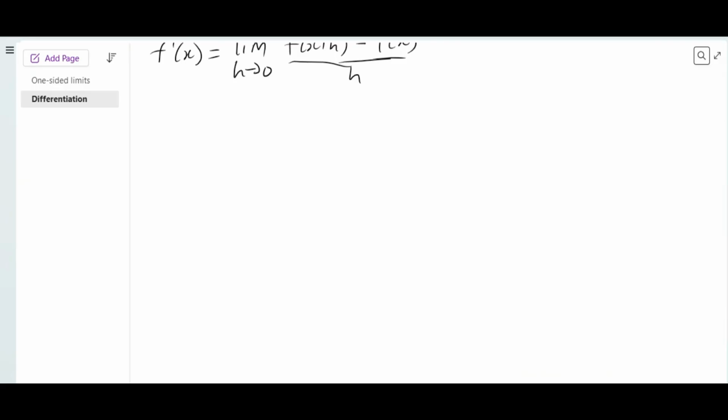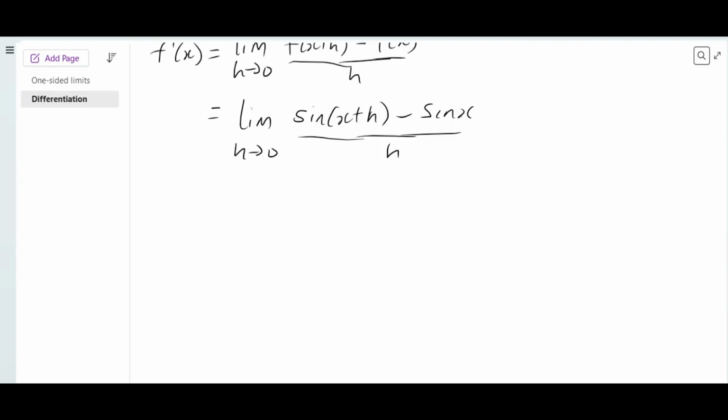Okay, so this is going to be the limit as h approaches 0. You know, f of x plus h means that if I have sine x, or a function of x, then wherever I see x, I'm going to put x plus h there. So my function, which is sine x, is going to be sine of the bracket x plus h, minus f of x, which is sine x, all over h.